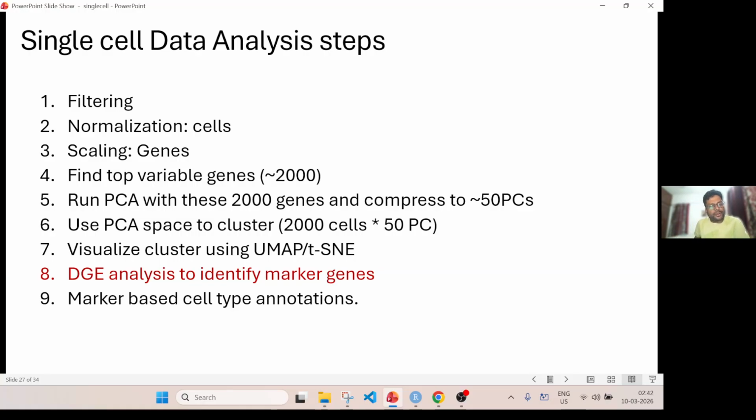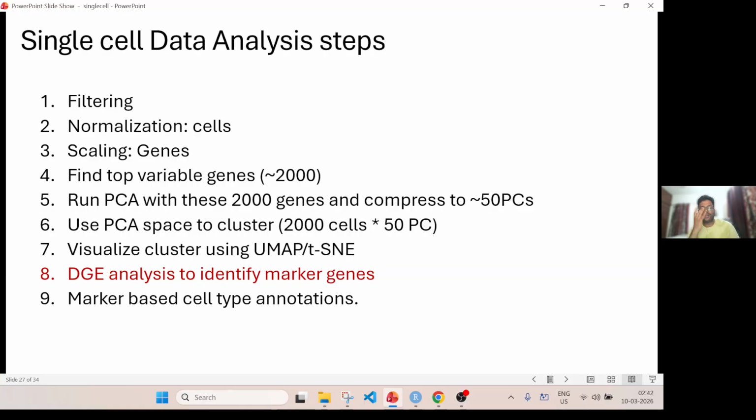In bulk RNA sequencing, differential gene expression is done, let's say, for control versus treatment. Here we are doing the same thing, but with cluster 1 versus cluster 2, or cluster 1 versus cluster 3, like that. But you can imagine that in the previous example, this PBMC dataset, we got around 10 clusters. If you compare one versus every other, it will be 10 times 9 divided by 2, which is 45 comparisons, and that many differential gene expression analyses will happen.